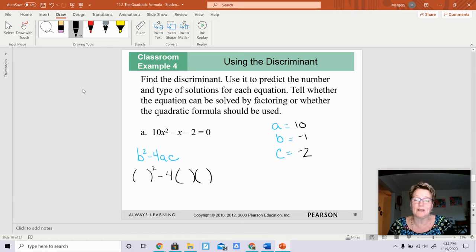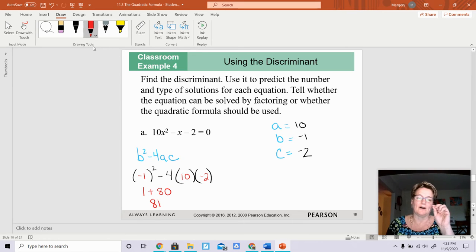All you have to do is plug and chug. Your b is -1. Your a is 10. And your c is -2. -1 squared is 1. -4 times 10 is -40. -40 times -2 is a positive 80. Now, 80 plus 1 is 81.